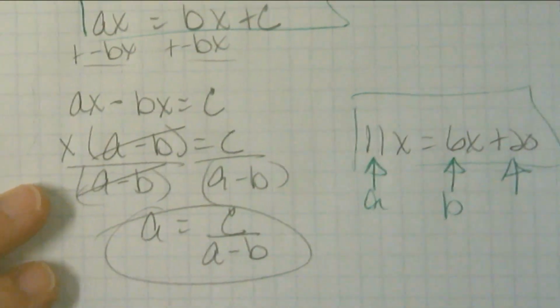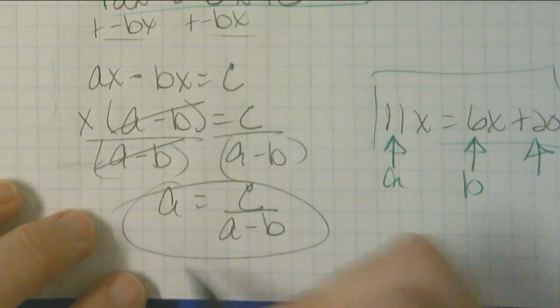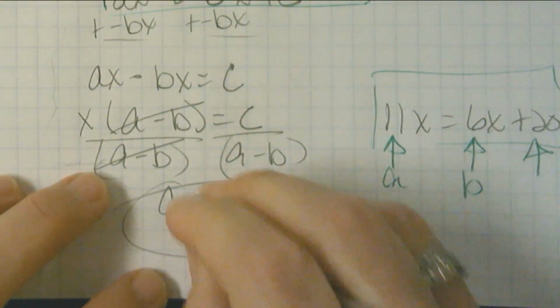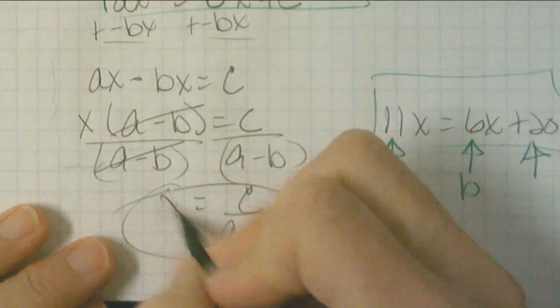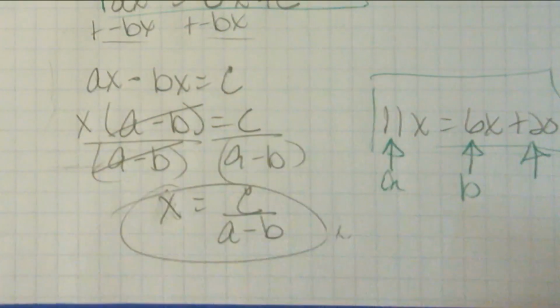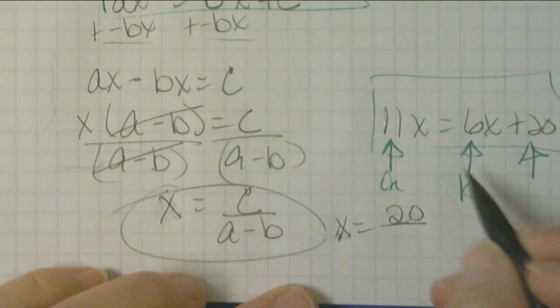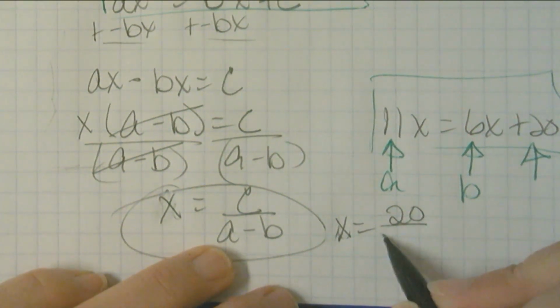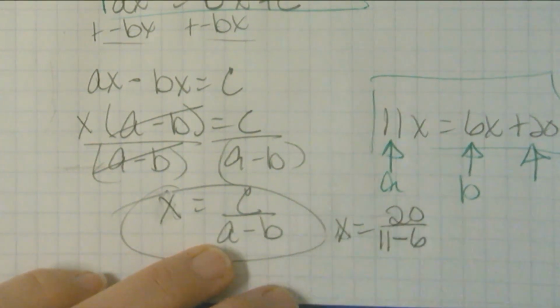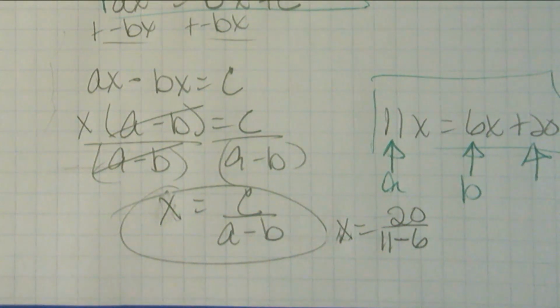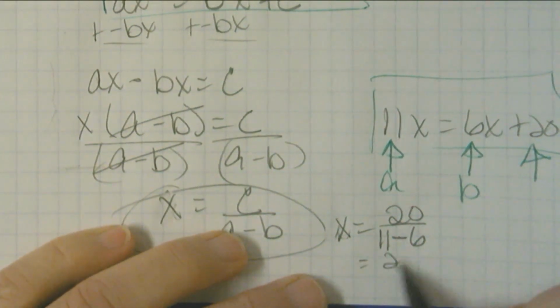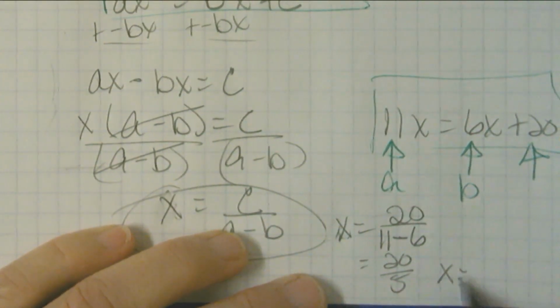Excellent. So now I'm just going to substitute those in. So A, oh not A, this should say X, because we're solving for X. So X is equal to C, which is 20, divided by A, which is 11, minus 6, which was B. So I have 20 over 5, so X equals 4.